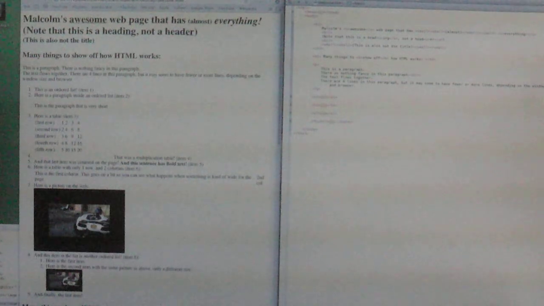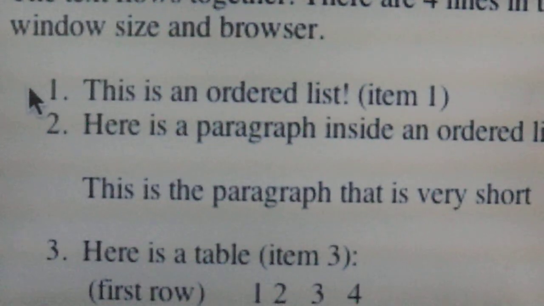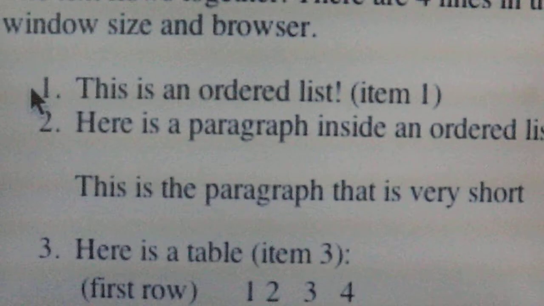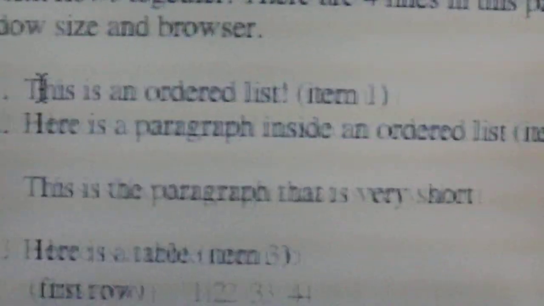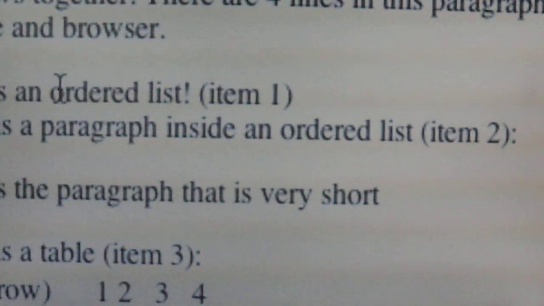Okay, now let's continue through our visit to this web page. The next thing we have here is an ordered list. Basically, an ordered list is displayed usually as a numbered list, so you see item 1, item 2, and so forth. And let's look at our code and see what that looks like.